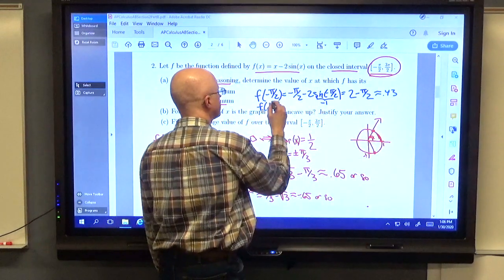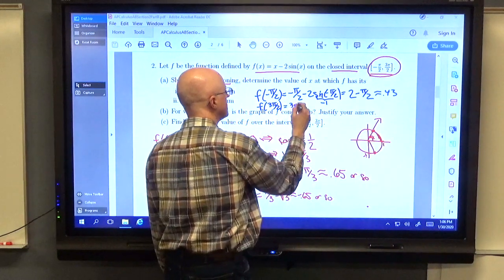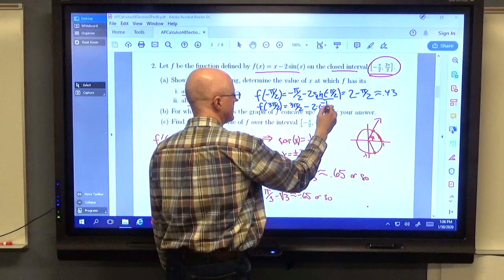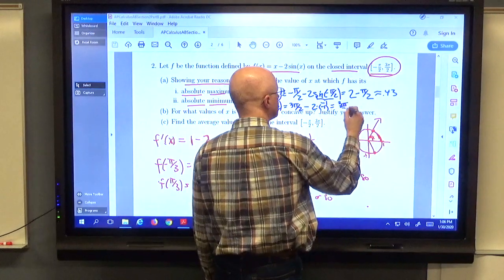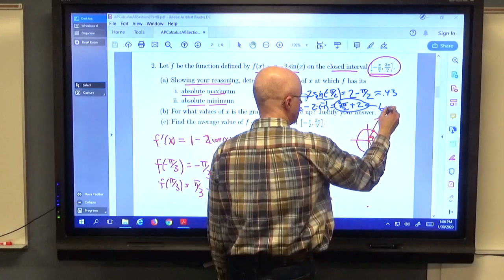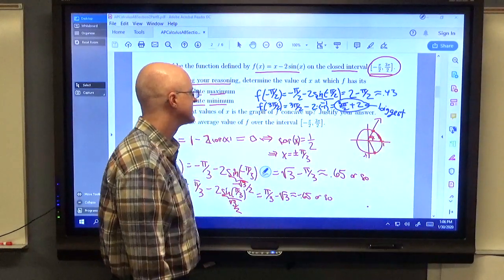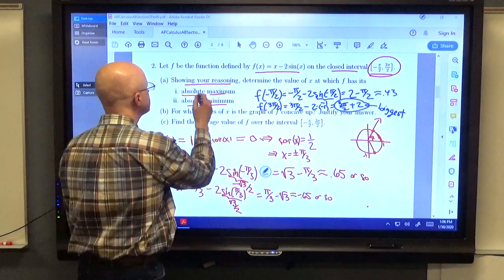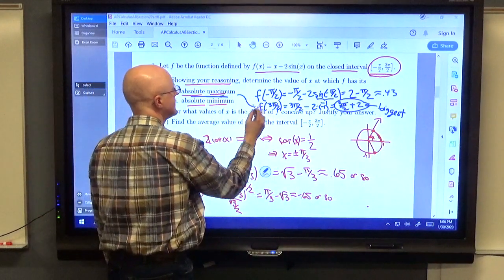And finally, f of 3 pi over 2, I think that's going to be the high value here. That's 3 pi over 2 minus 2 times sine of 3 pi over 2, which is also negative 1 because it's the same angle. 3 pi over 2 plus 2, that's definitely the biggest, whatever it is. Maybe in the ballpark of 6.7 or so.